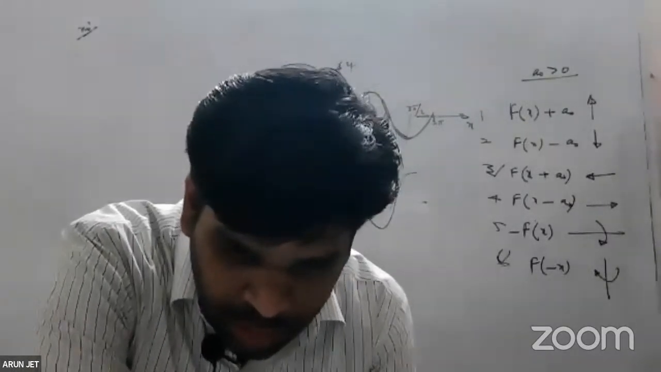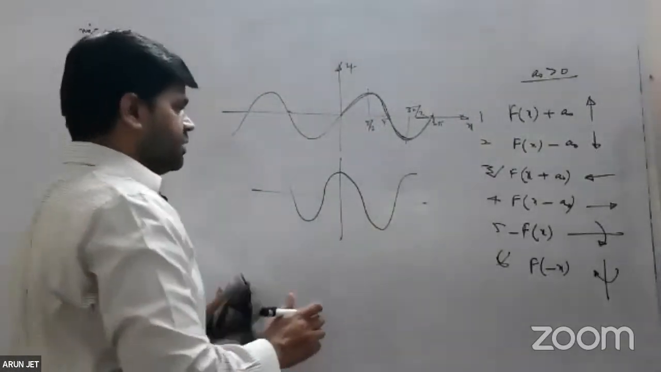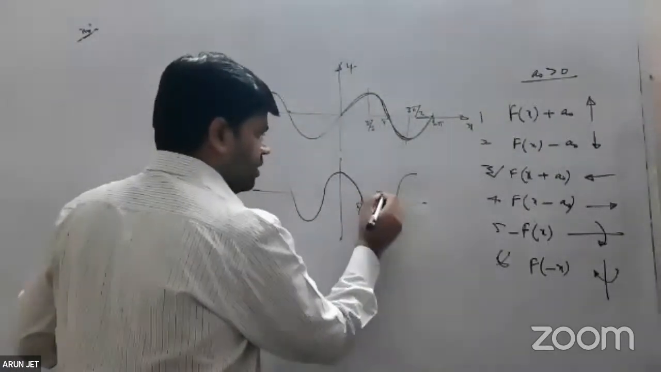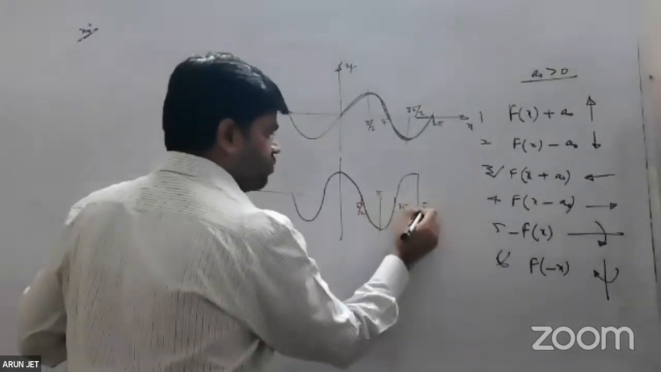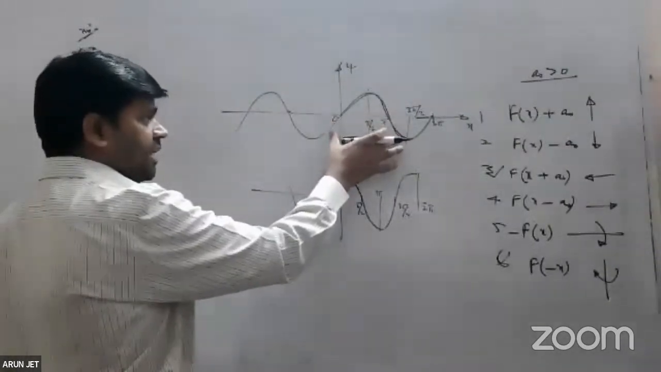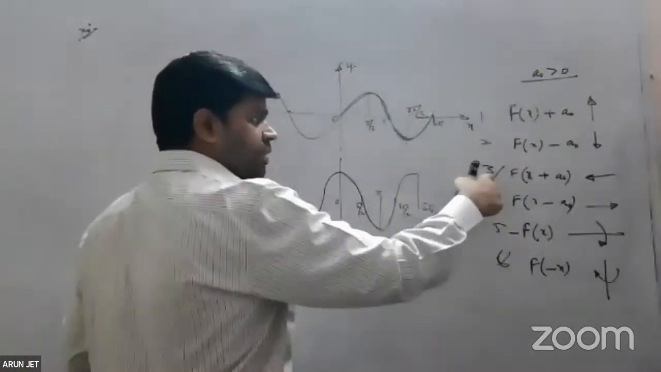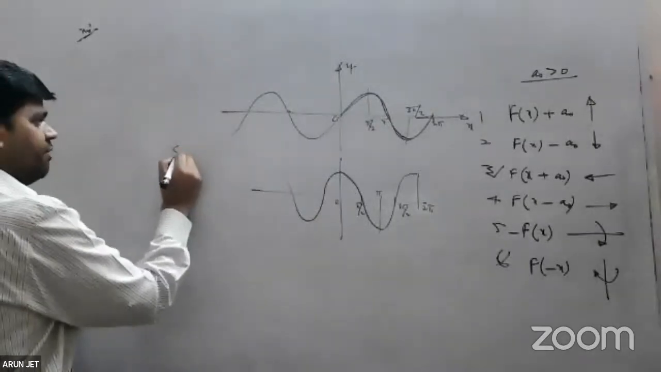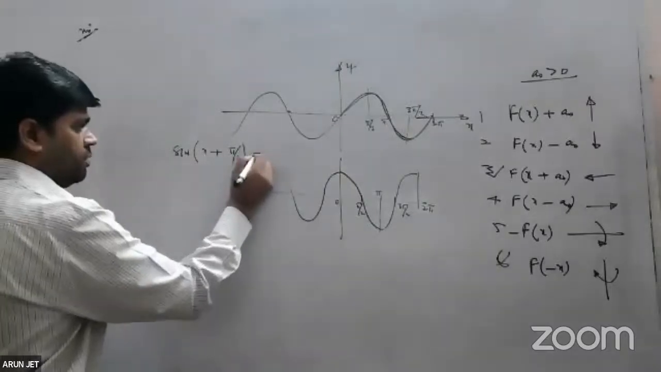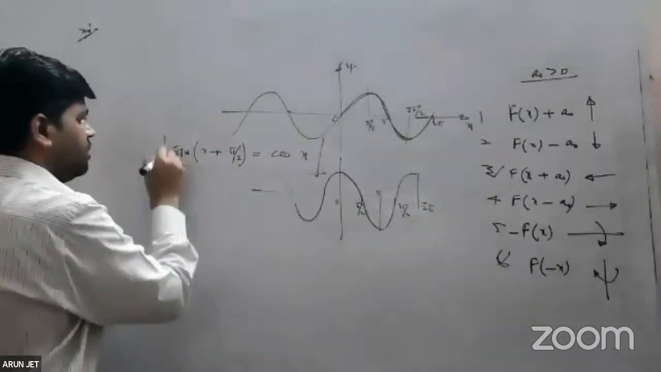All right. Let's continue. Now look at this. I've got a cos function like this, where this is pi by 2, this is pi, this is 3 pi by 2, and this is 2 pi, and this is 0. If I shift this sine towards the left by pi by 2, I'll get cos. So I'll have sin of x plus pi by 2 is cos x.